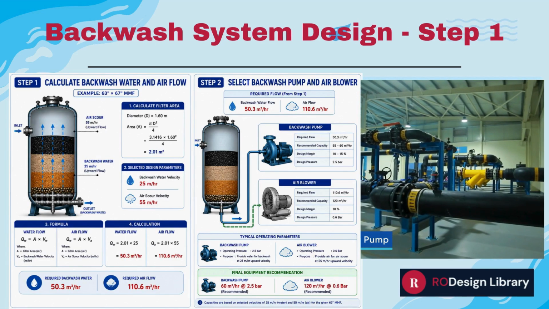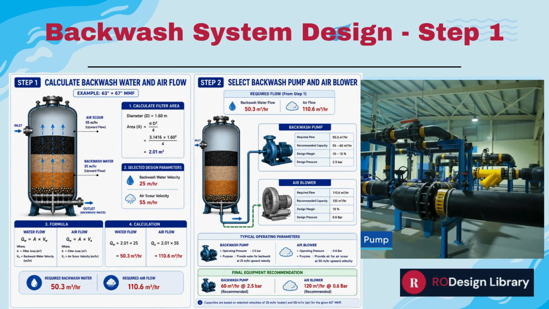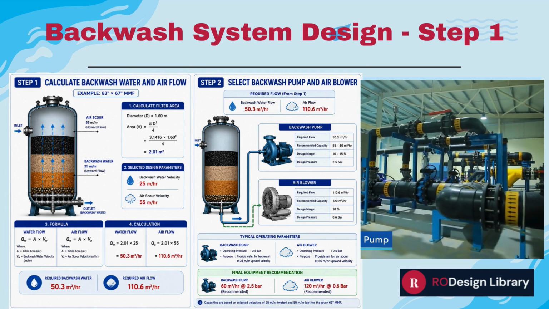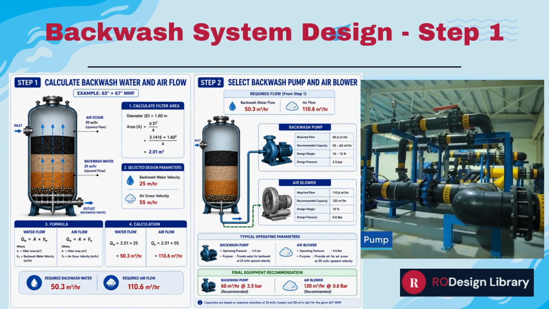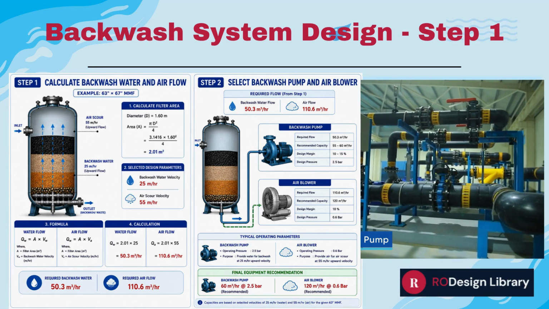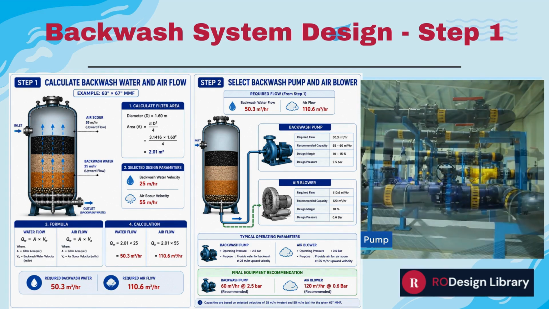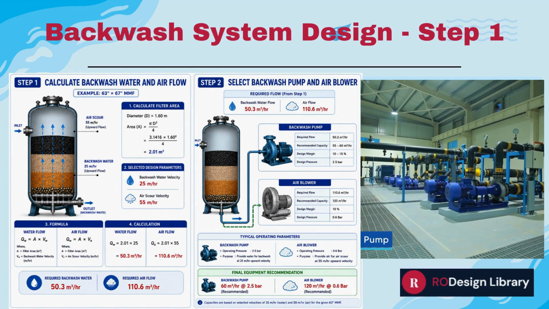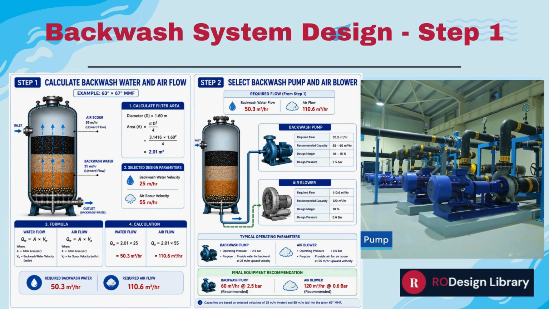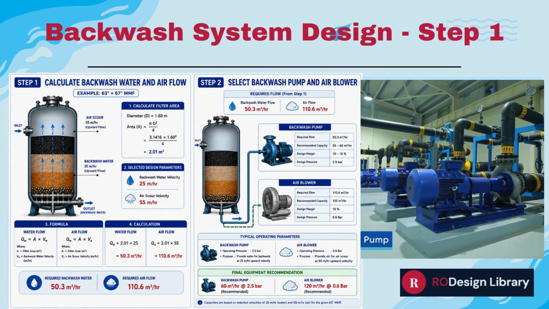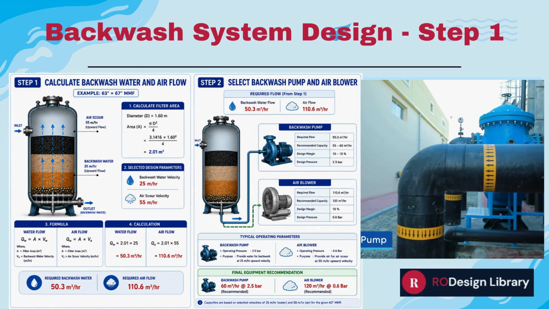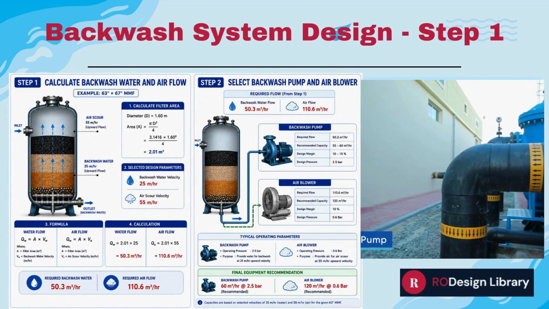First, calculate the filter surface area using the vessel diameter. Then multiply the area by the selected backwash water velocity of 25 meters per hour and air scour velocity of 55 meters per hour to determine the required backwash water and airflow rates. Next, select the backwash pump and air blower based on the calculated flow rates. For this 63-inch filter, a 60 cubic meter per hour pump at 2.5 bars and a 120 cubic meter per hour air blower at 0.6 bars are recommended, including a suitable design margin.